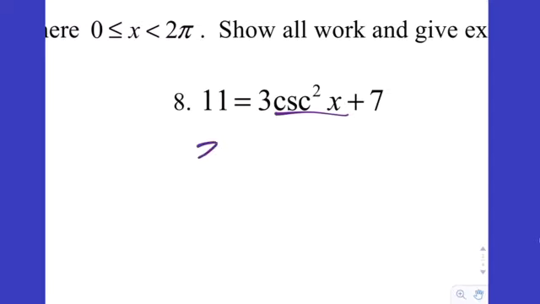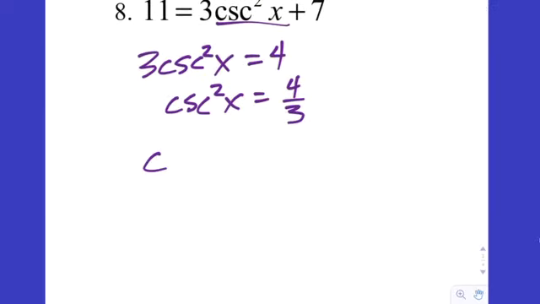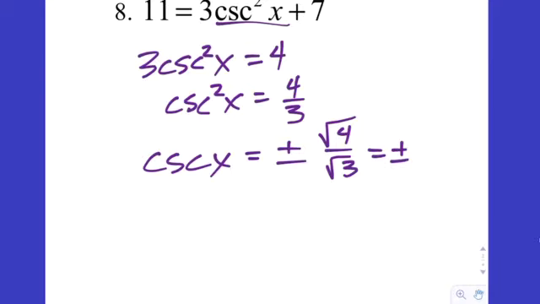So if you subtract 7, you get 3 cosecant squared of x equals 11 minus 7, which is 4. And then if you divide through by 3, you get 4/3. That's where your first check came from: isolating the trig function. Cosecant squared equals 4/3. A lot of people didn't even do that. But there's a single variable term, so you isolate it. Now you take the square root of both sides, and remember you're considering plus or minus. Well, that's the square root of 4/3, which is the square root of 4 over the square root of 3, which of course is 2 over the square root of 3.